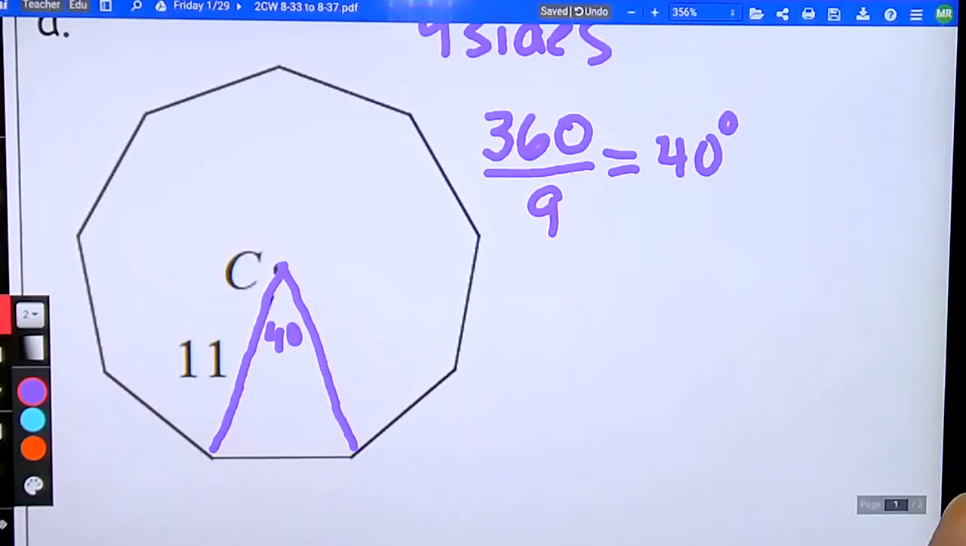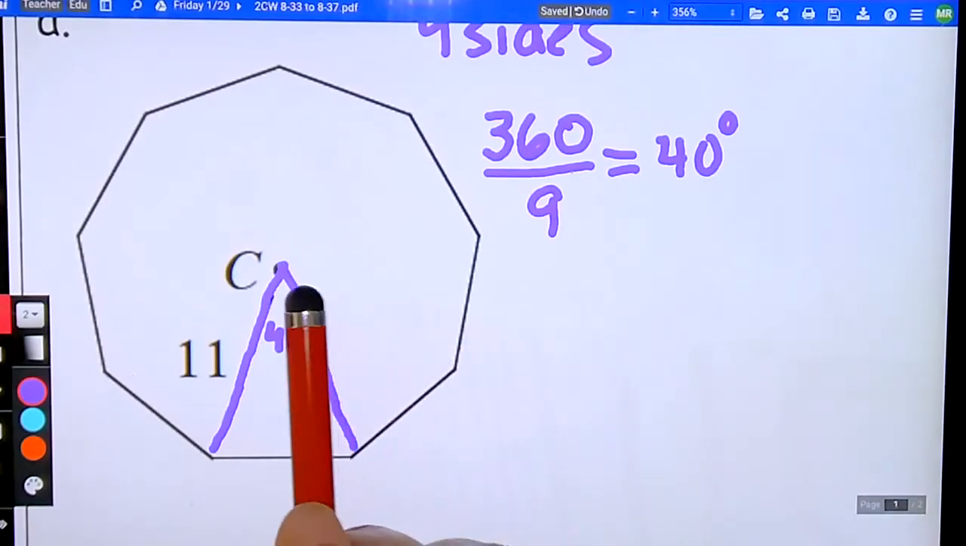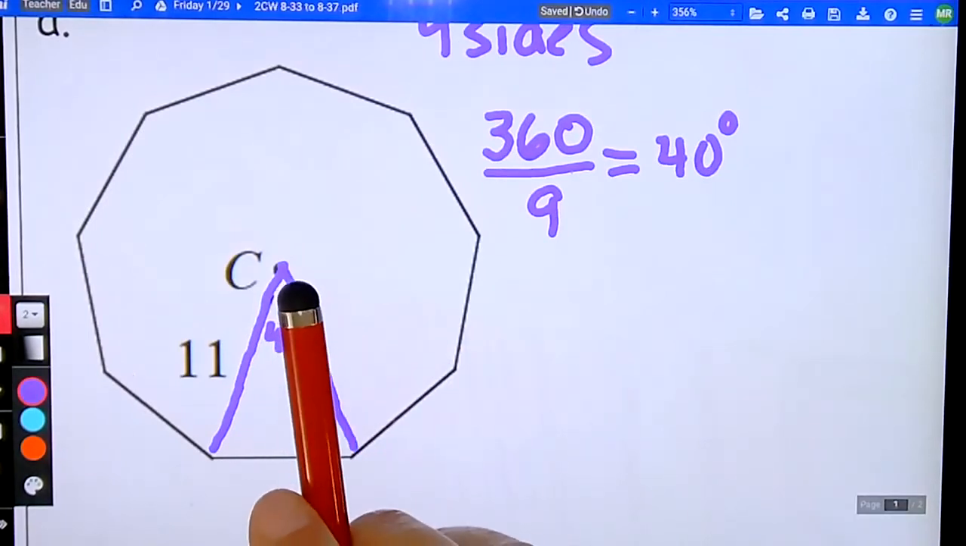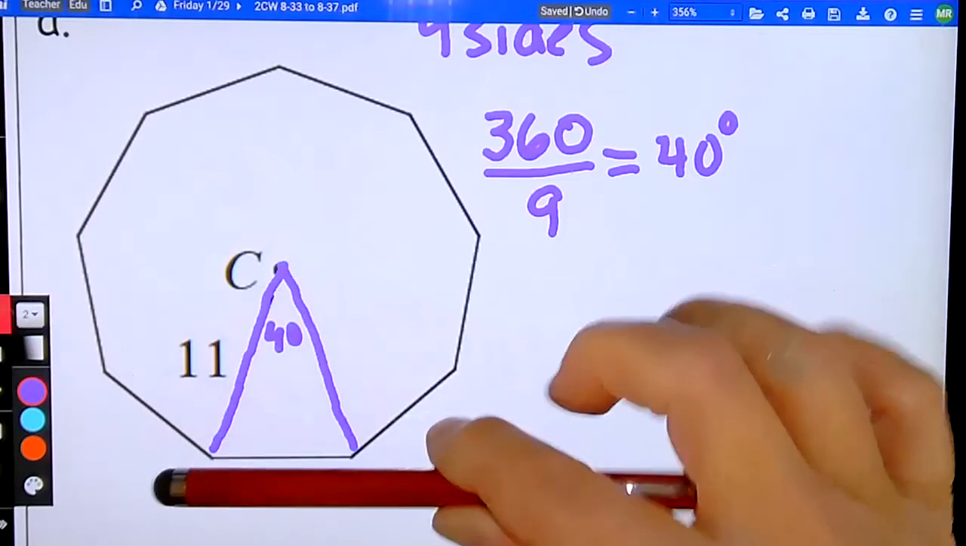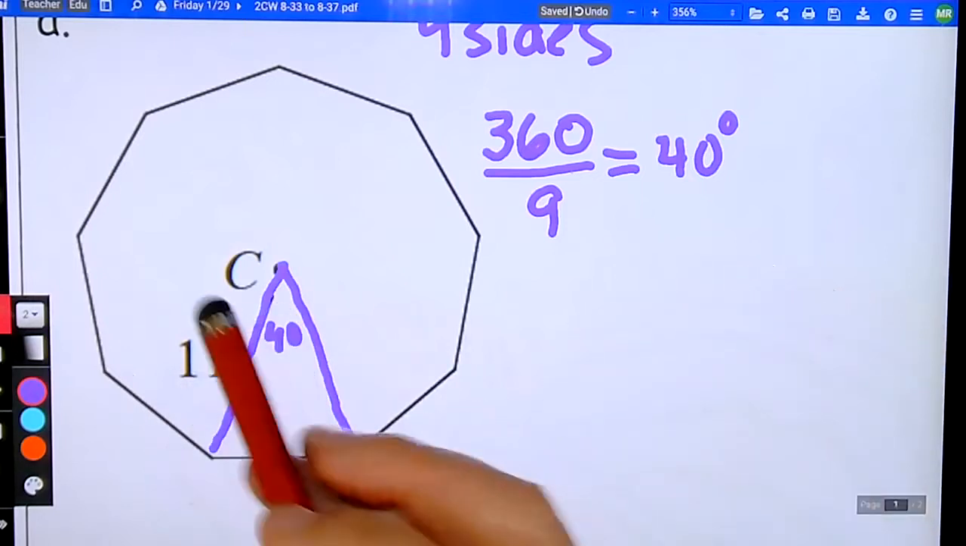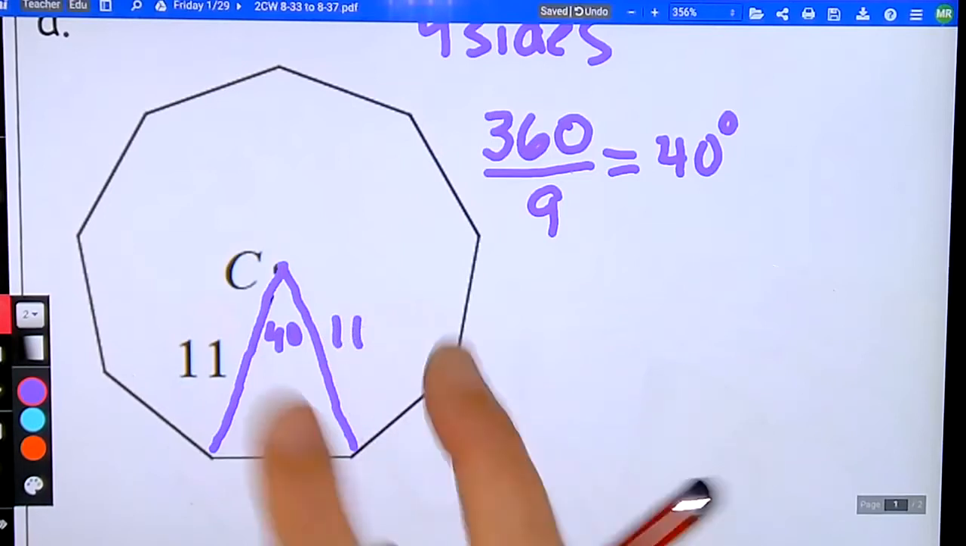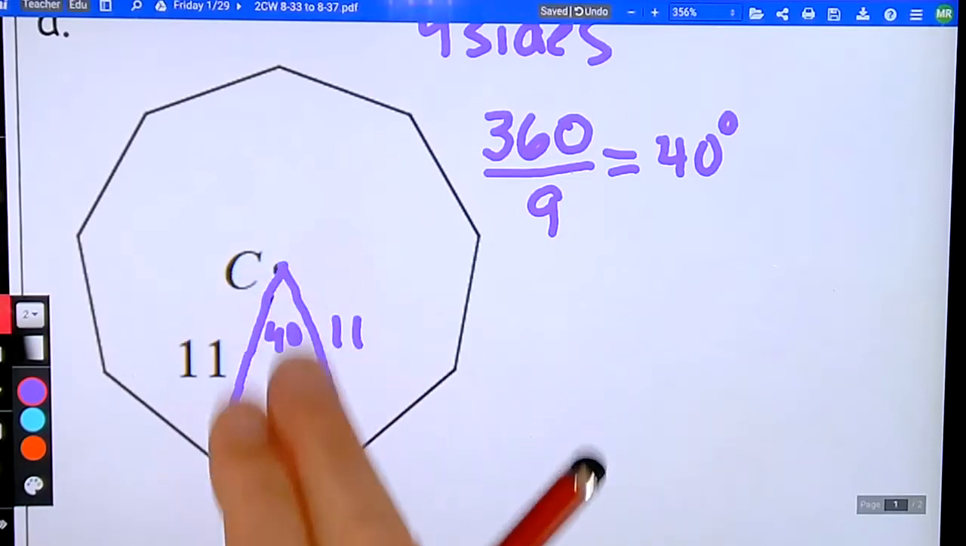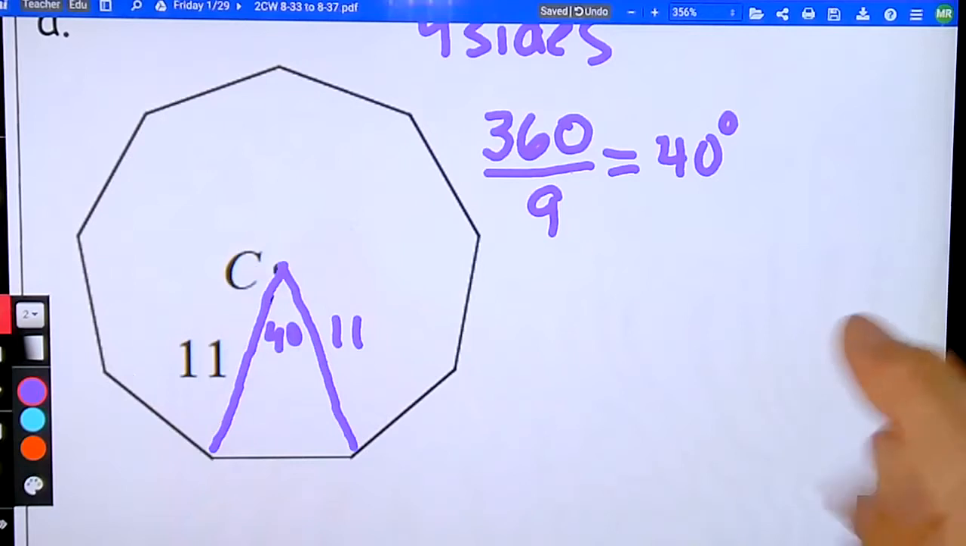I don't care about that. What I need is I'm going to need this side and I'm going to need this height. And so I know I have an isosceles triangle here. Okay, I'm going to split this isosceles triangle in half. So that's what I'm going to do over here.